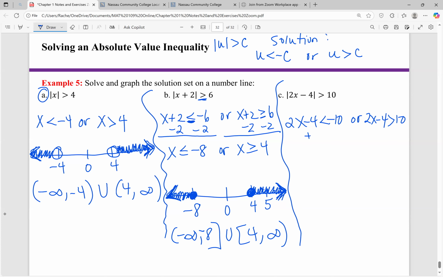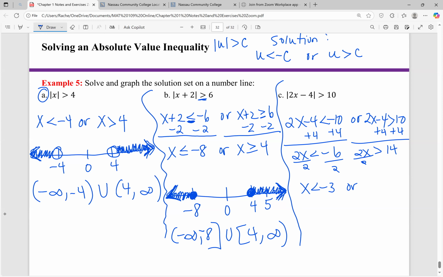So the one on the left, I'm going to add 4 to both sides. So I'm going to get 2x is less than negative 6. And I'm going to divide by 2, and I'm going to get x is less than negative 3. Or, now let's solve the other one. So I'm going to add 4 to both sides, and I'm going to get 2x is greater than 14. Divide by 2. And I'm going to get x is greater than 7.